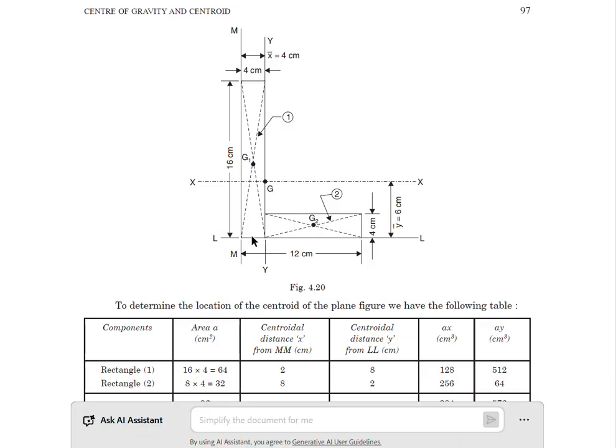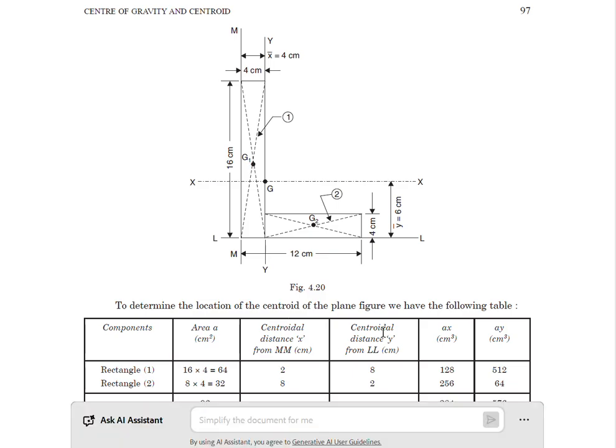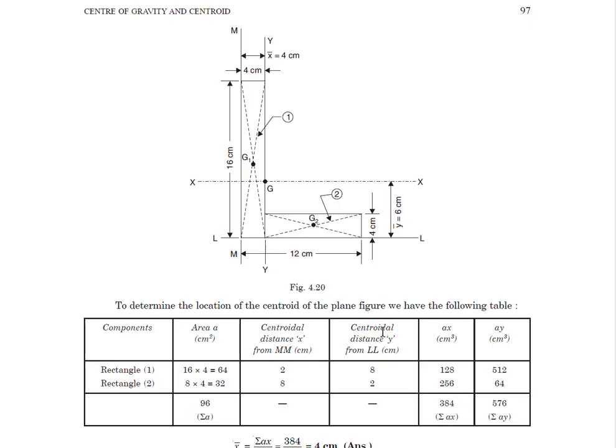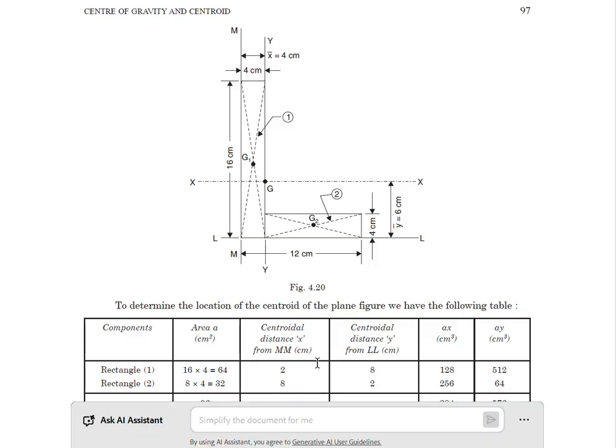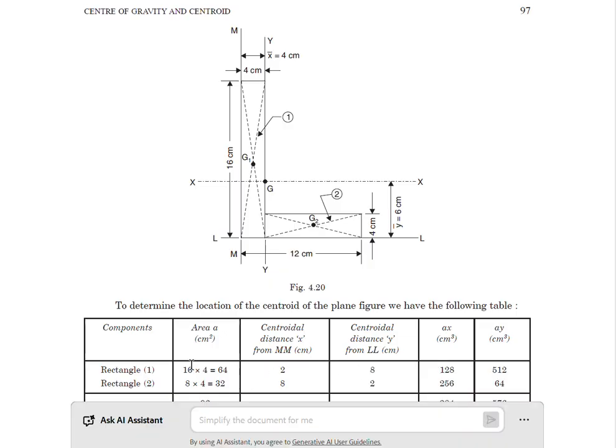For rectangle 1, the first rectangle that you are seeing, the height is 16 and the length is 4, so the area is 64. The x distance of the centroid is at the center point, which is 4 by 2, which is 2, and the center distance from the lower line is 8. Okay, and this is total. Ax is 64 into 2, which is 128, and Ay is 64 into 8, which is 512.